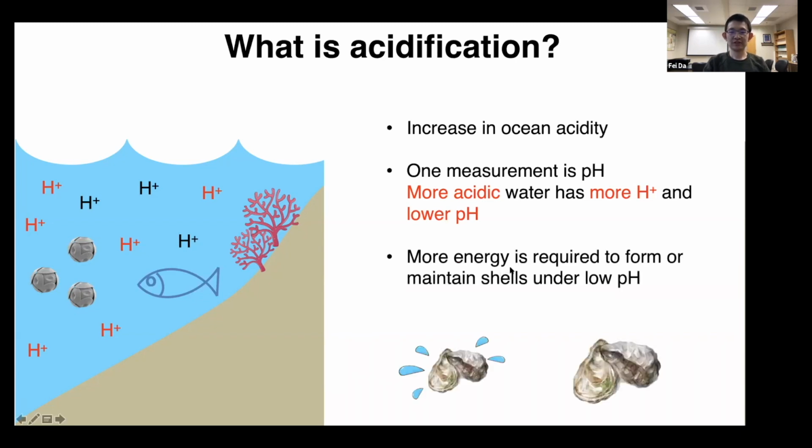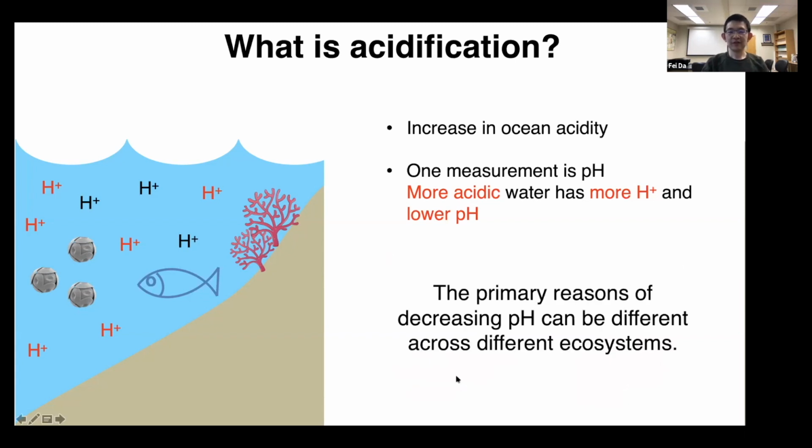Why do we care about lower pH and acidification? Because for some marine organisms, such as oysters, under lower pH conditions, they may require more energy to form and maintain their shells. Therefore, the energy left for them to grow their tissues will become less. Therefore, the size of the oyster may be smaller under acidification conditions. However, the primary reasons for decreasing pH are different in different ecosystems.